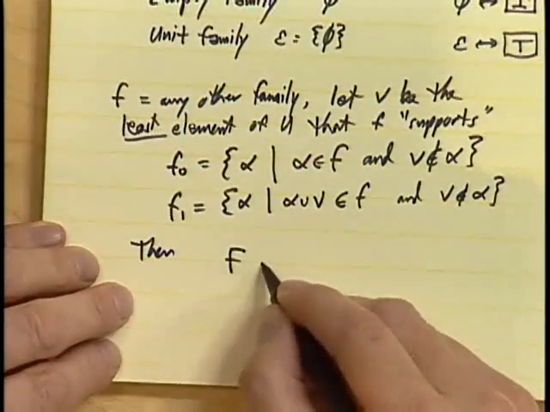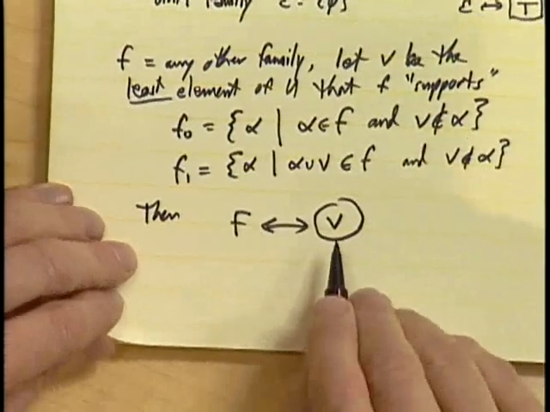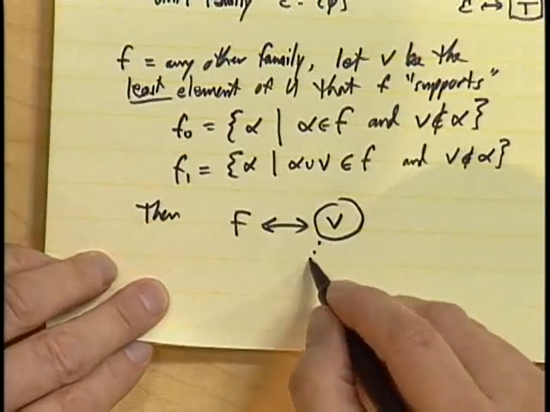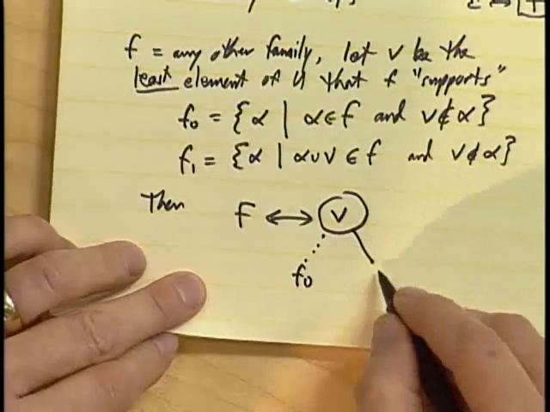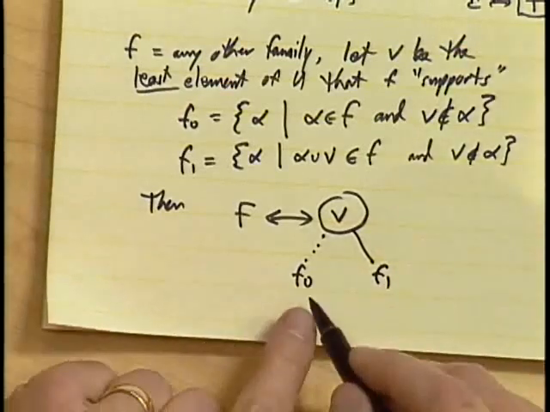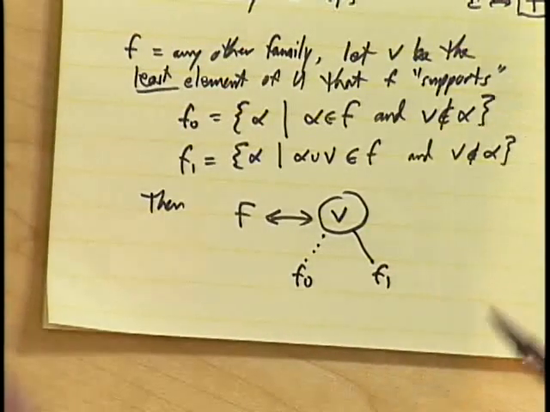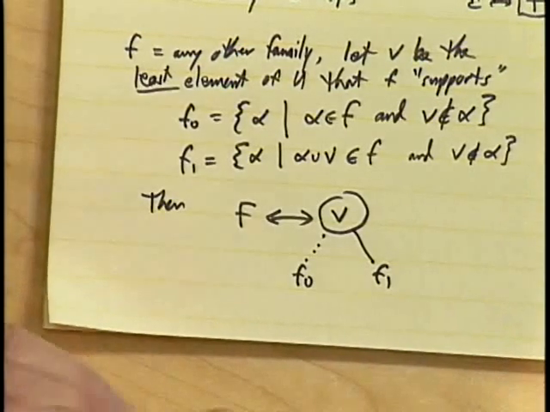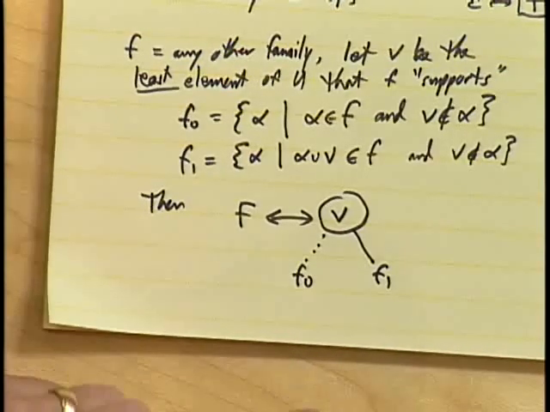Inside the computer, F is represented as a circular node, which is sort of a branch on V. And then I draw a dotted line to F0 and a solid line to F1. And here I give the representations of F0 and F1. But now V isn't in there anymore, so I can continue this definition recursively until eventually I get a representation of the whole family of sets.